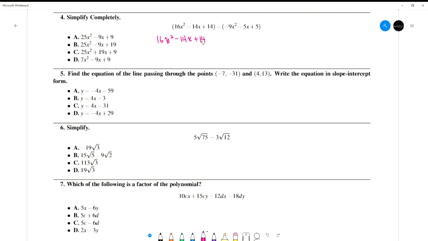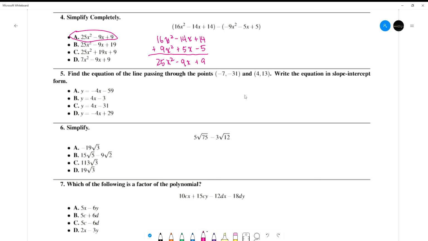But you could actually write them vertically too if you want to save space and also line up the like terms together. So this is plus 9x squared plus 5x minus 5. You see that? You can do it vertically and I get 25x squared. This is minus 9x and this is plus 9. Where do we see that? A. Any questions there?